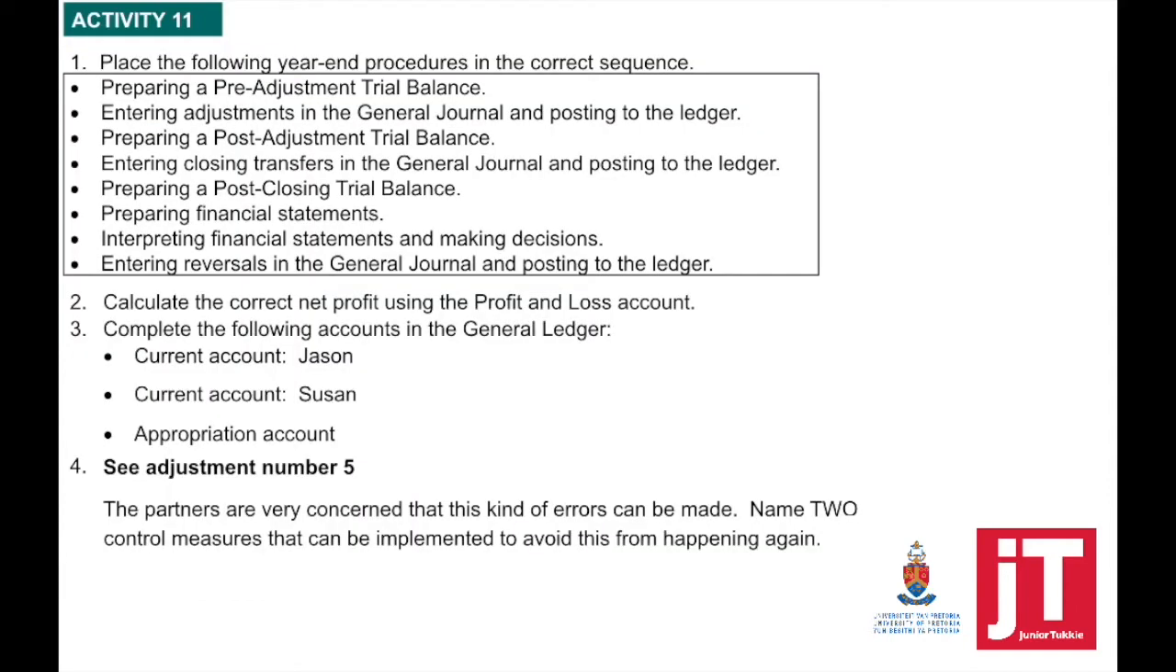We are going to look at adjustment, where the focus now is going to be on a combined activity. So if we look at activity 11, question number 1, place the following year-end procedures in the correct sequence. Question number 2, calculate the correct net profit using the profit and loss account.